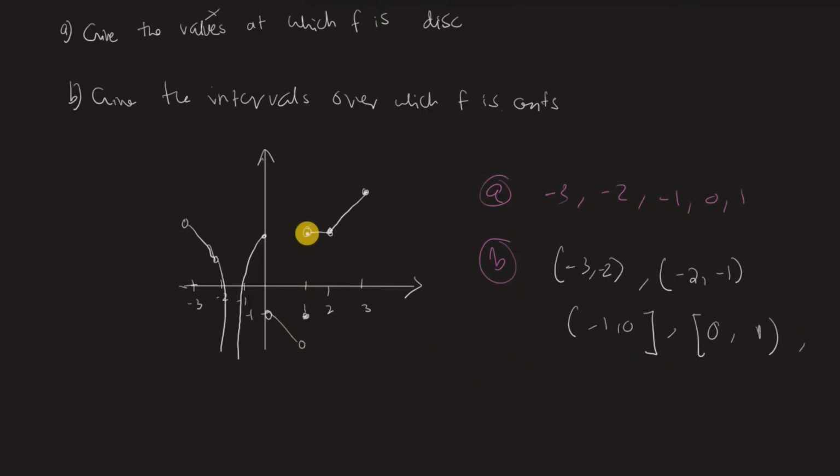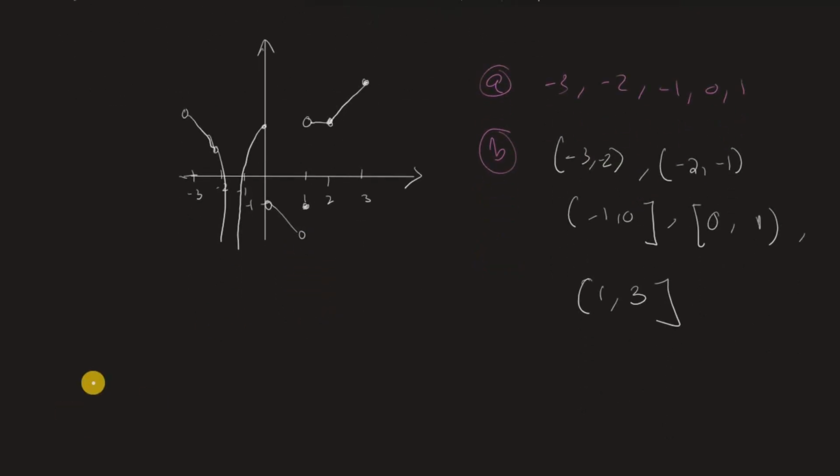And the next interval is basically from 1 to 3. Okay, so our 1 is not included, and 3 is included. Okay, we don't have to break it here because at 2 it's continuous, so we simply go all the way up to 3. Okay, so these are basically the answers to the first question. So now let's move on to the second one.